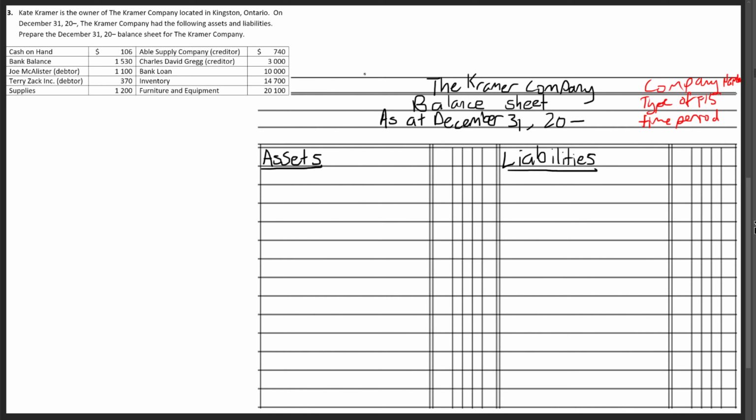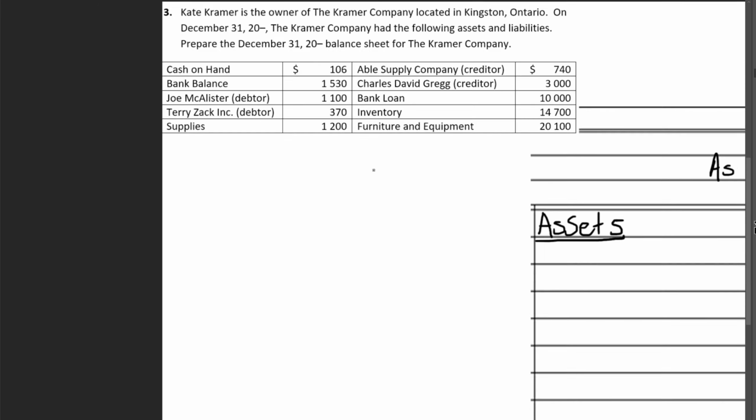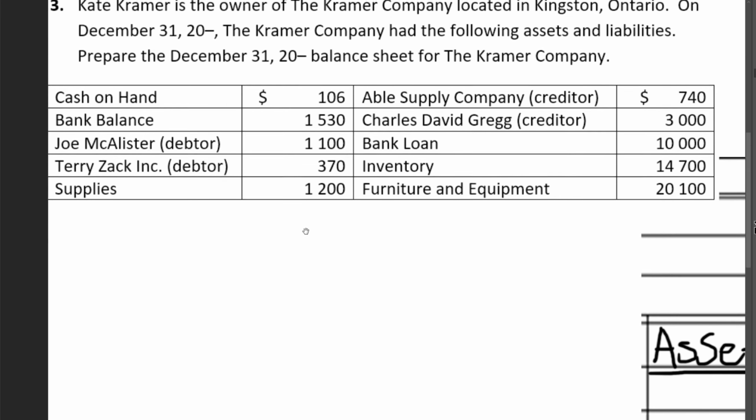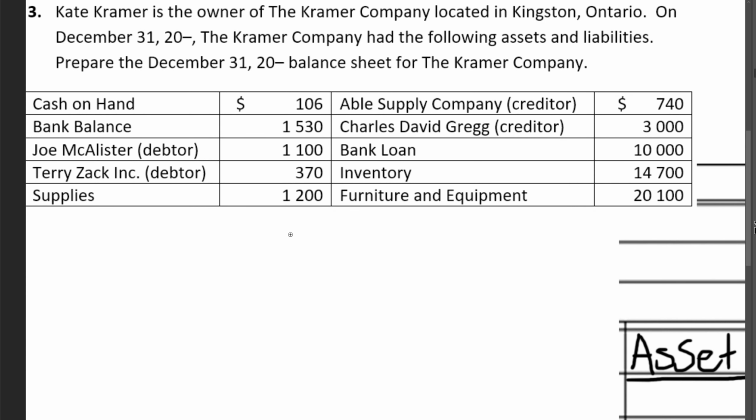Here comes the difficult part. It is the ordering of all of these accounts. I'm just going to zoom in here for now. We need to identify what is an asset and what is a liability, and then once we've done that, we have to figure out what the order is. So cash on hand, cash is an asset, so I'm going to write an A there. Bank balance is the same as the amount of cash in your bank account, so that's also an asset.